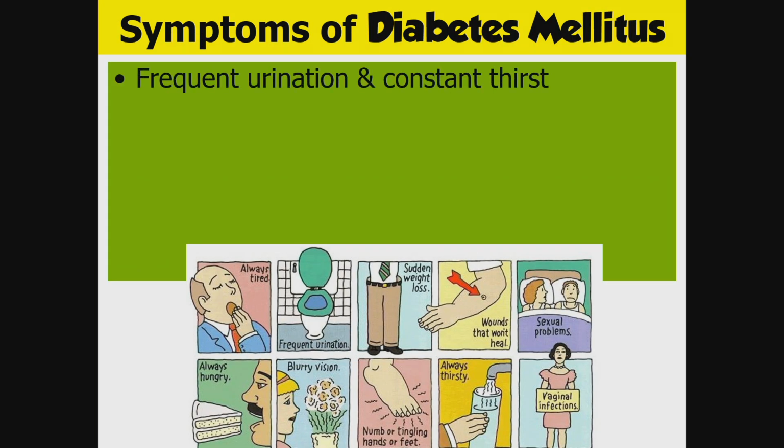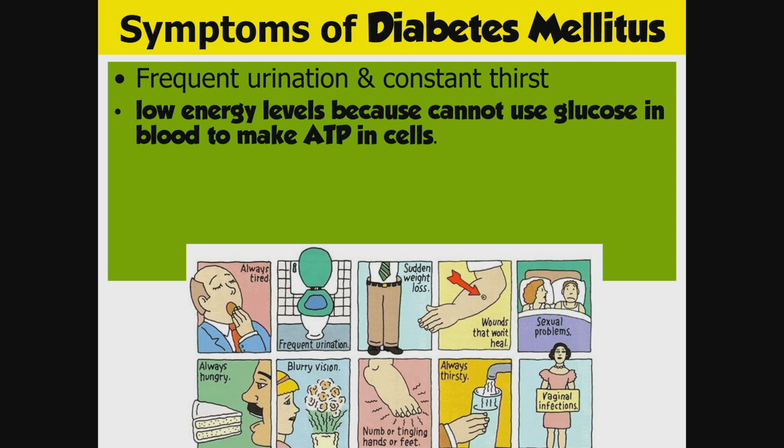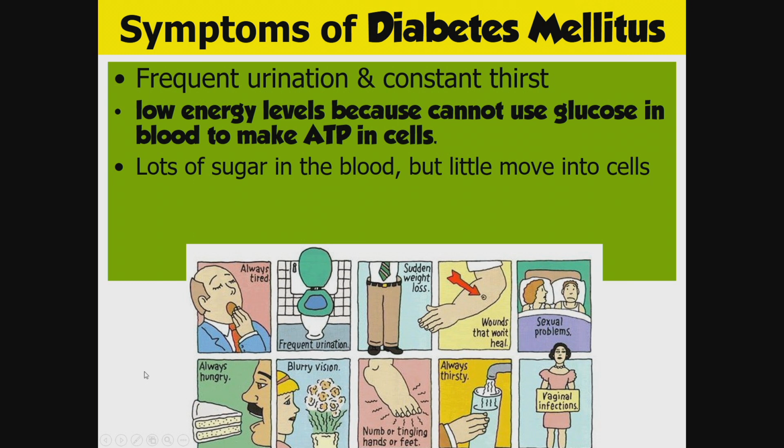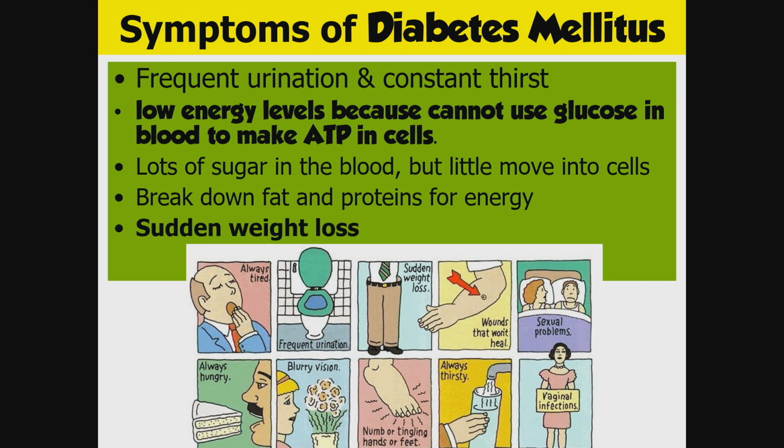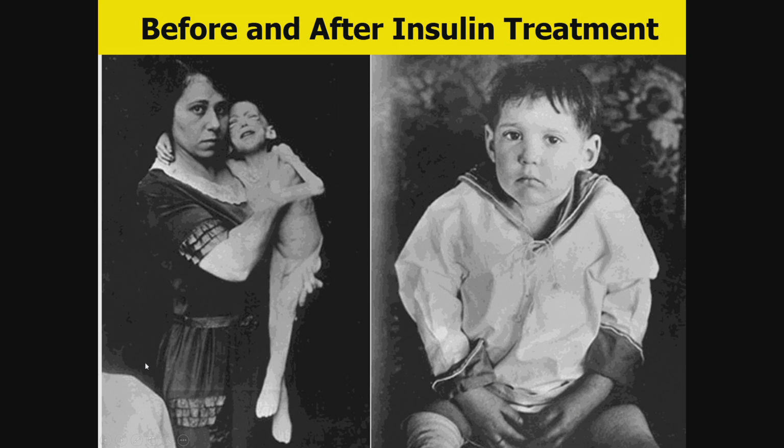More symptoms of diabetes include frequent urination and constant thirst, and low energy levels because this person cannot use glucose in the blood to make ATP in cells, so they are always tired. They have lots of sugar in the blood, but little moves into the cells, so they break down fat and proteins for energy, and have sudden weight loss. This is a picture of a boy before and after insulin treatment.